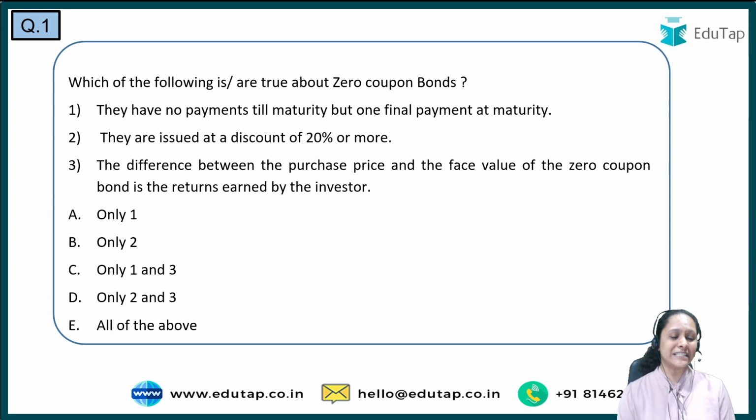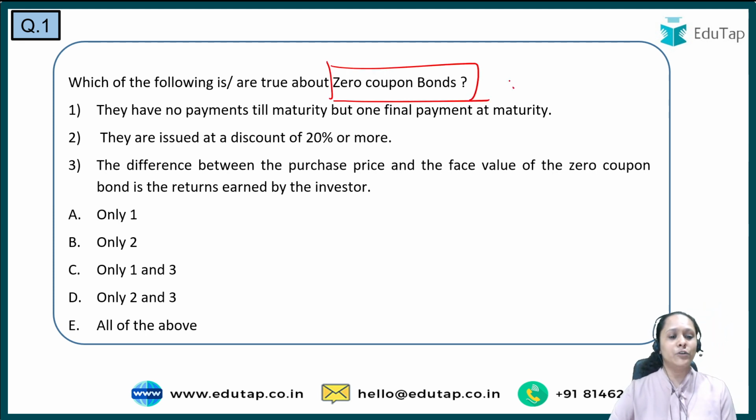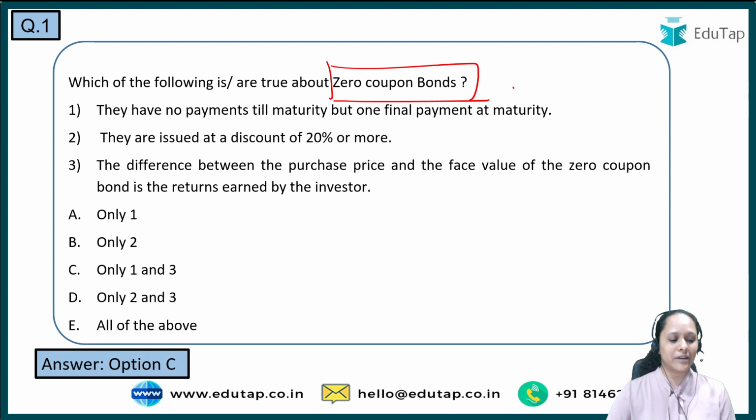The first question says, which of the following is true about a zero coupon bond? The first option says that they have no payments till maturity but one final payment at maturity. Second, they are issued at a discount of 20% or more. Third, the difference between the purchase price and the face value of the zero coupon bond is the return earned by the investor. So in this question, you have to select the correct statement about zero coupon bonds, and the correct answer to the question is option C, which says that statement 1 and statement 3 are correct.